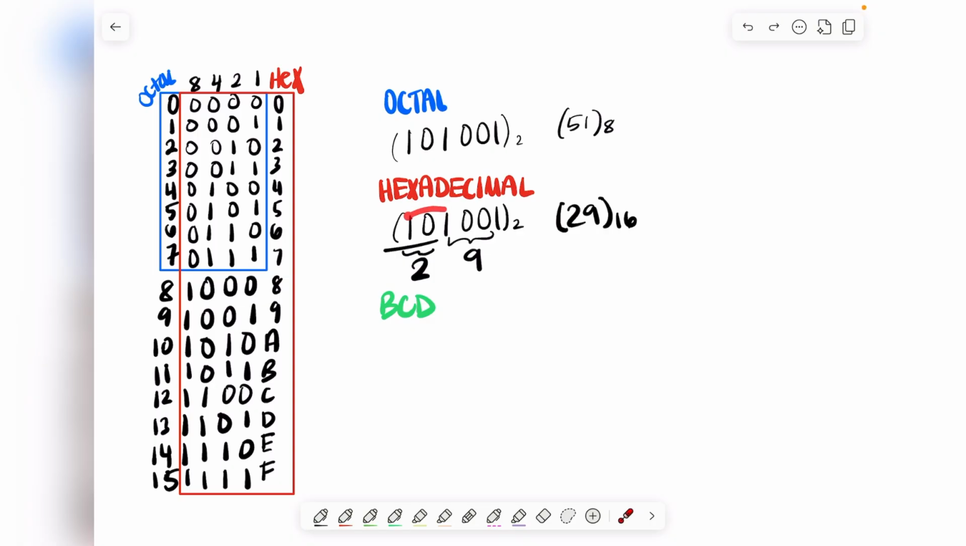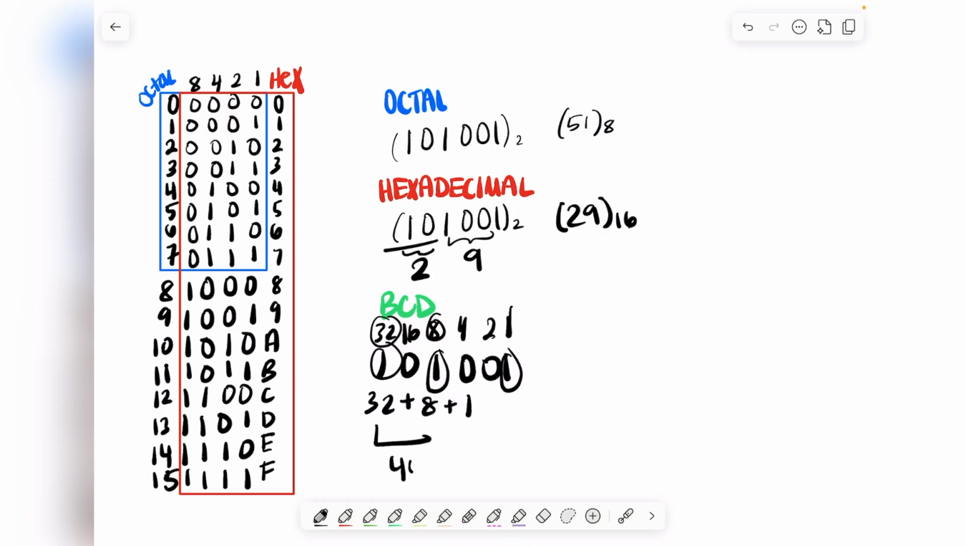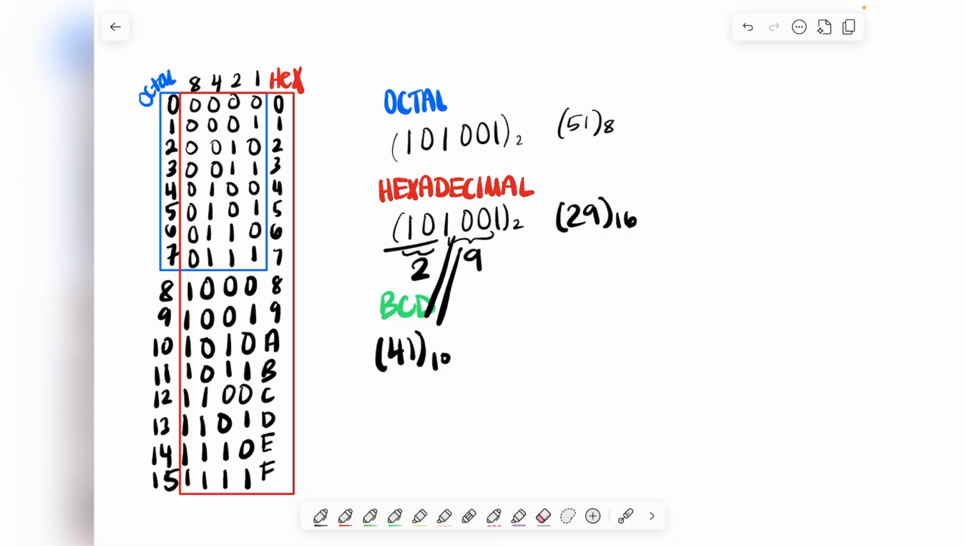Now let's say I want to convert the same number in binary to BCD. Well, with BCD, you need to start with the decimal version of the number. So we're going to have to go from binary to decimal. How do we do that? Well, I'm just going to write the number in binary, and then I'm going to do my powers of 2: 1, 2, 4, 8, 16, 32. And then I'm just going to add wherever I see 1. So I have 32 plus 8 plus 1. So this is 40 plus 1 is 41. So this is 41 in base 10, in decimal.